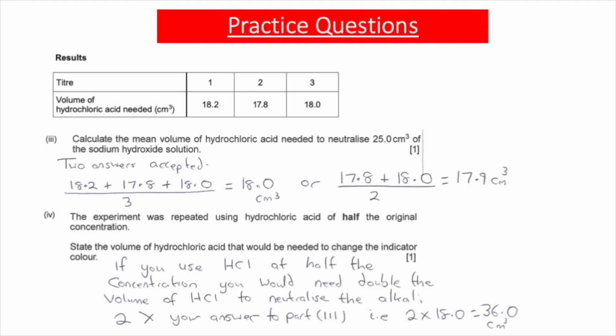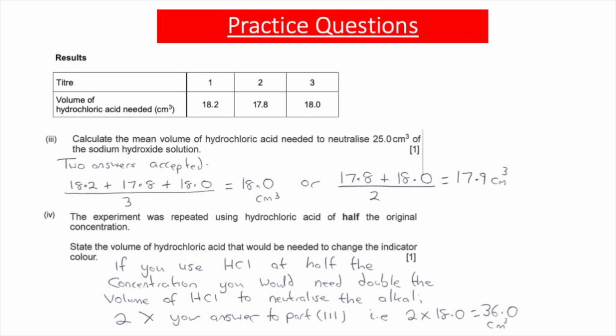Now the second way of doing this question is to consider the first value, 18.2, as a rough value because it was the first experimental value and it's higher than the other 2. So you could consider that you may have overshot the endpoint with this first experiment. So if you ignore the 18.2 value, you would just use the other 2 consistent values, 17.8 and 18.0, to calculate your mean volume. So here it would be 17.8 plus 18.0 divided by 2, which would give you a mean value of 17.9 centimetres cubed. And that would also be accepted.